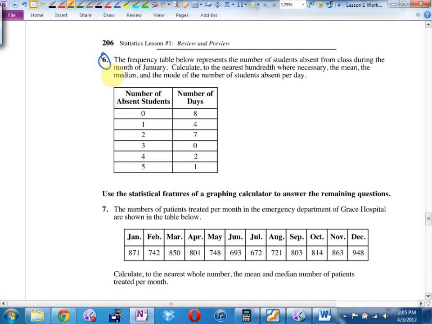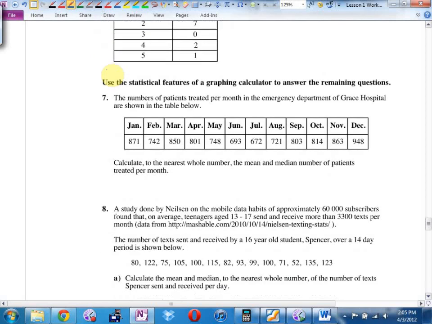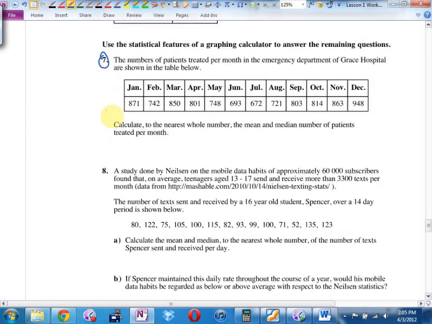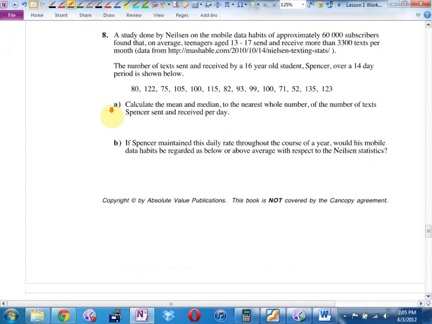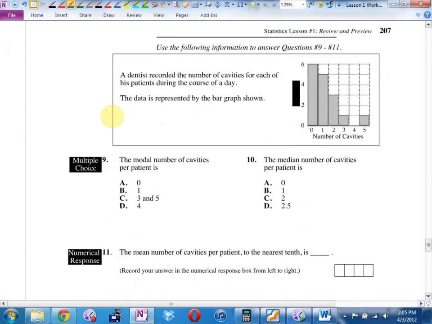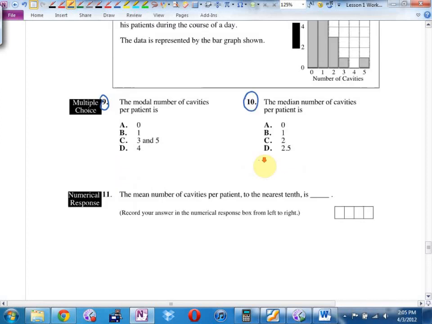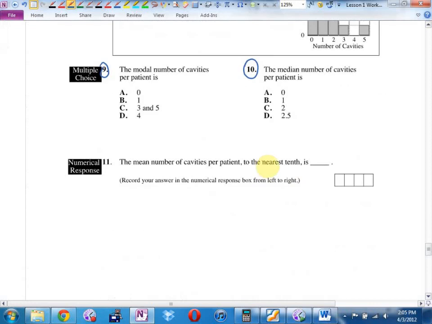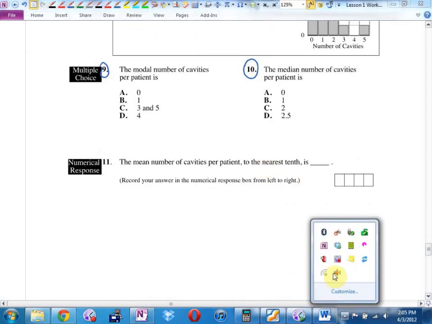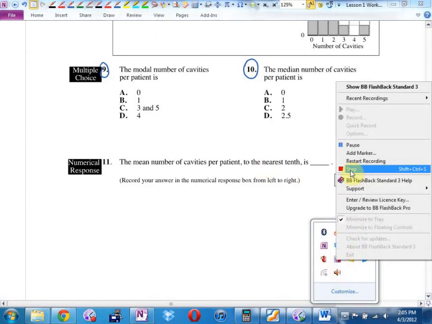Six is good. 7. Skip 8. 9. 10. Okay. Try that. You got about, holy smokes, 35.